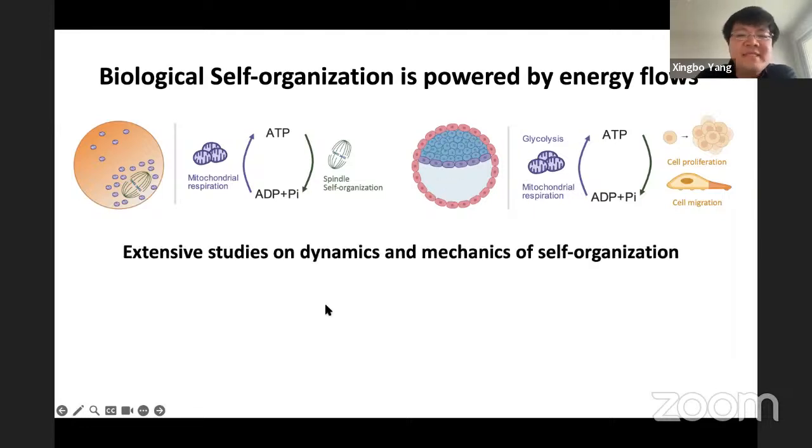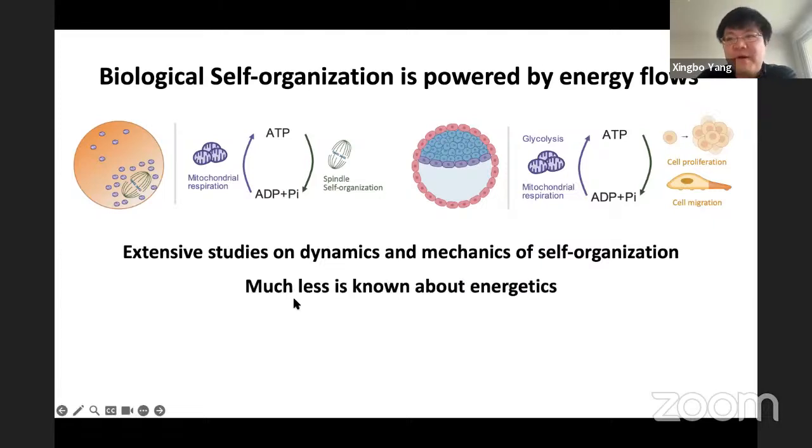So there have been extensive studies on the dynamics and mechanics of self-organization, right? Including the cell mechanics, including all the genetic programs, for example. However, much less is known about the energetics, which is very fundamental. Even questions like what are the energetic costs of those different cellular processes? How much energy does it take to build and maintain a spindle? How much energy does it take for a cell to divide, to migrate? We don't know this, right? We don't even know a clear energy budget of a cell.